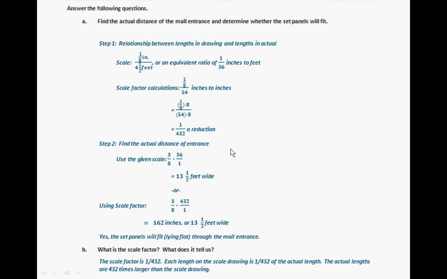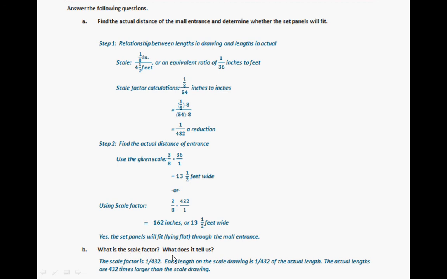Okay, for step 2, find the actual distance. So given the scale, 3/8 times 36 over 1 equals 13.5 feet wide, or using the scale factor, 3/8 times 432 over 1 means that it's 162 inches, or if you convert that to feet, 13.5 feet wide. So yes, the set panels will fit laying flat through the mall entrance.